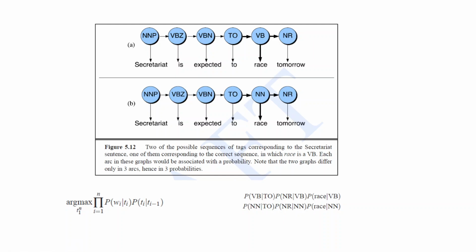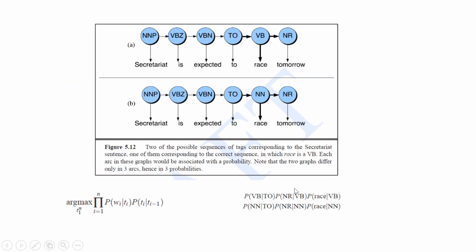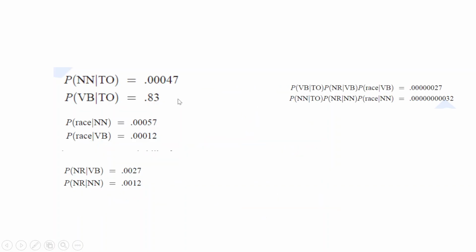Again, how do you find these probabilities? It is based on, let us say, one of the corpora. If you are looking at Treebank probabilities, you get values like this: probability of NN given to is this, VB given to is this. Similarly, race given NN is this, and race given VB is this. For each of these values which we want, a value is found from the corpus.